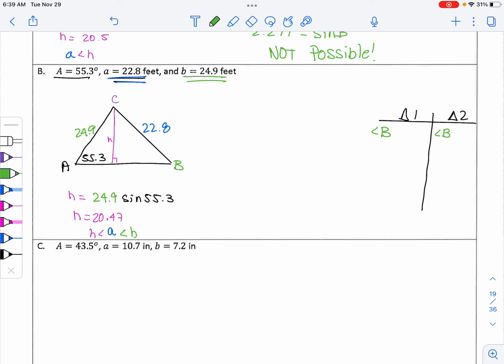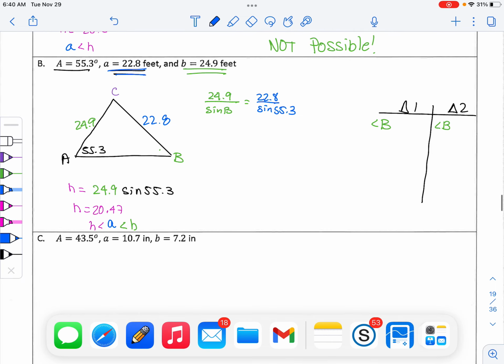So we're going to set up angle B of triangle 1, which would be this angle right down here. That's what we're looking for. And I'm going to get rid of my pink height just so I have some space to work in my triangle. So I would do this like normal. I have my 24.9 over the sine of angle B is equal to my 22.8 over the sine of angle A, which was 55.3. I do my cross multiplication.